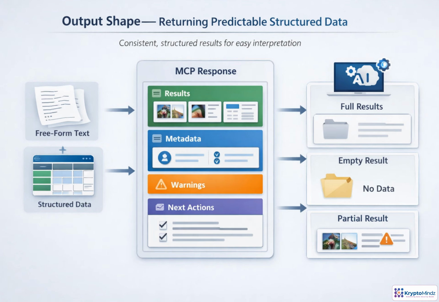Once a tool executes, the response needs the same discipline as the request. When output may be used by an AI client, treat it like an API contract, not a paragraph. Put the actual result in a predictable data object. Keep metadata, warnings, and suggested next actions in separate fields. Most importantly, preserve the same shape whether the call returns full results, no results, or partial results. Empty data should still be data, not a different response format. This lets clients parse confidently, handle edge cases cleanly, and show user-facing text without confusing it with machine-critical information.